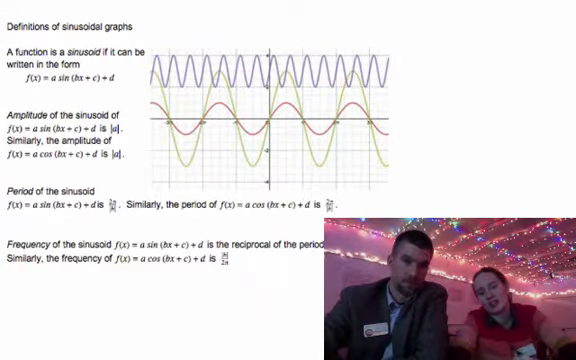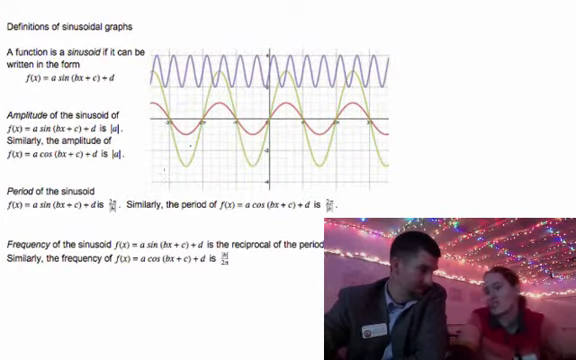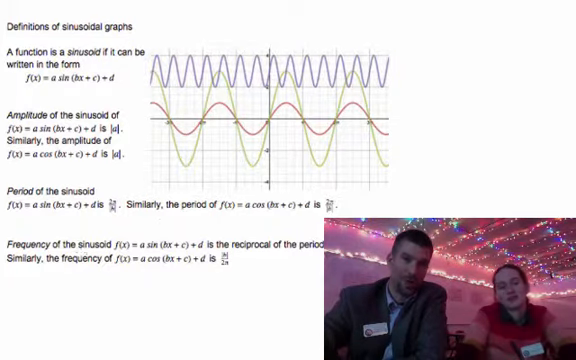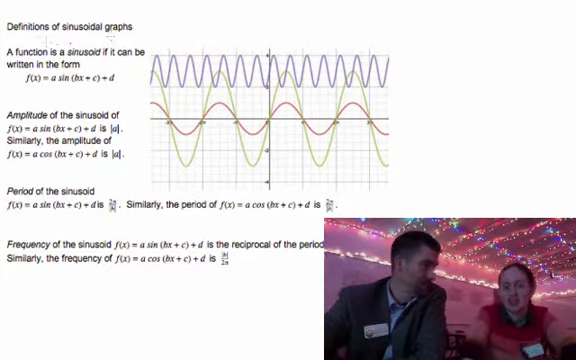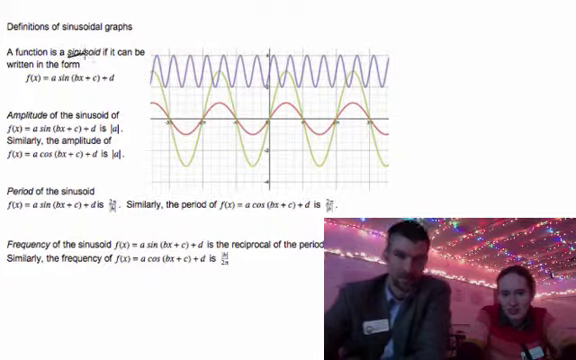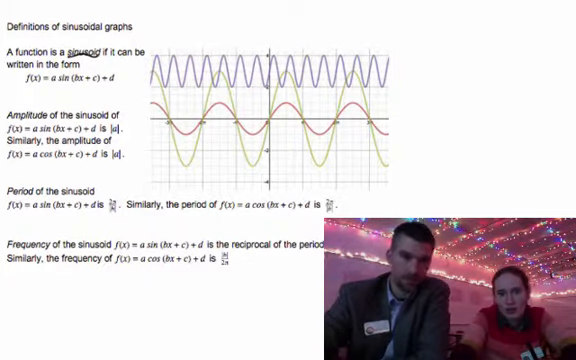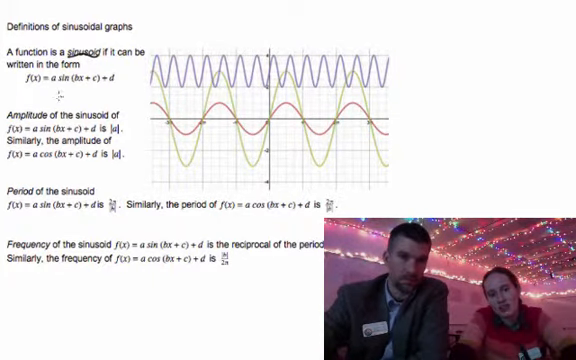Hello there, we've got some information for you about a thing called sinusoids. I like that. Sinusoid? Sinusoids. It's fun. A function is a sinusoid if it can be written in the form f of x equals a sine of bx plus c plus d.